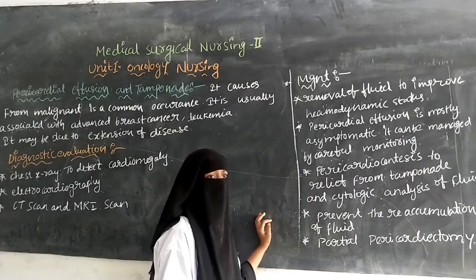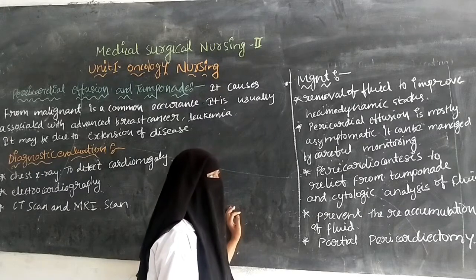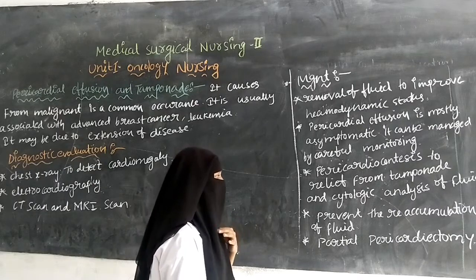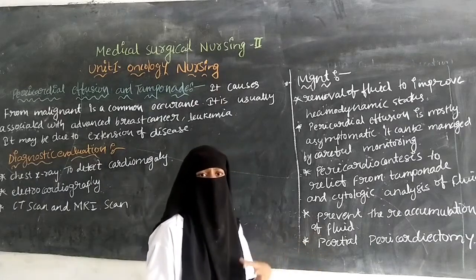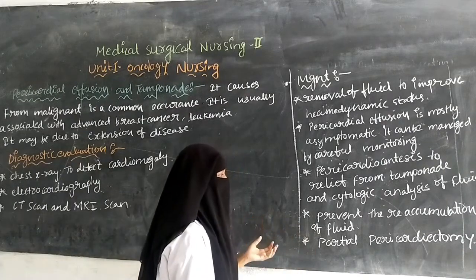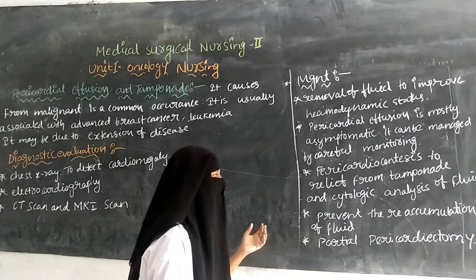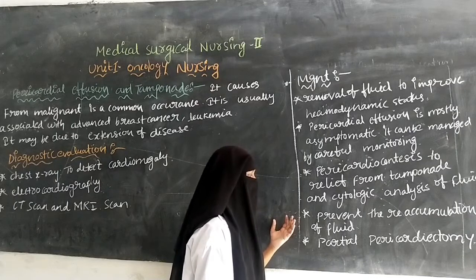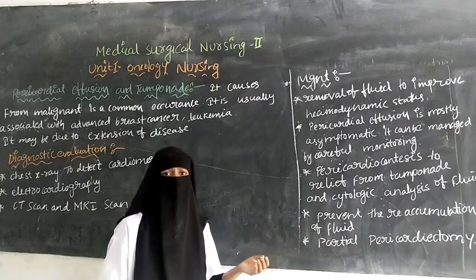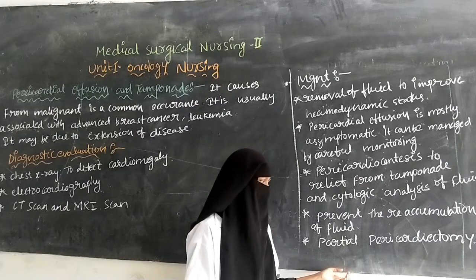Tamponade means there is compression of the heart, so we can decrease the compression over the heart by pericardiocentesis. After removing the fluid, we can send it to the lab for cytological analysis, which tells us whether the cancer has spread or not. And next is prevention of reaccumulation of fluid, and partial pericardectomy, in which a large sac can be removed.